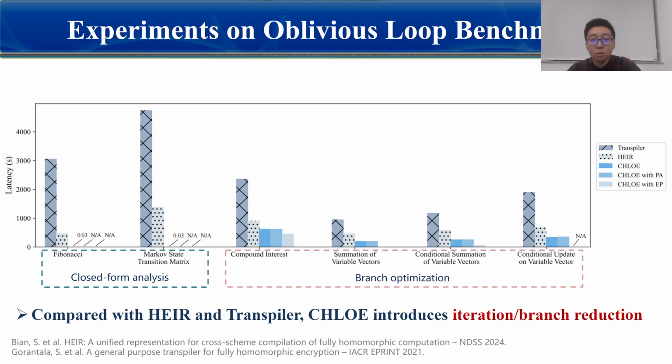In the oblivious loop benchmarks, we compare the latency for evaluating 5 different applications. For programs that can derive closed forms from expressions, such benchmarks run extremely fast on CLOI. For the other benchmarks, other compilers require comparison operations in every iteration. The branch reduction strategy of CLOI achieves better latency performance.